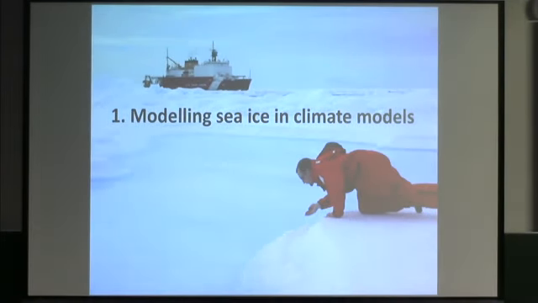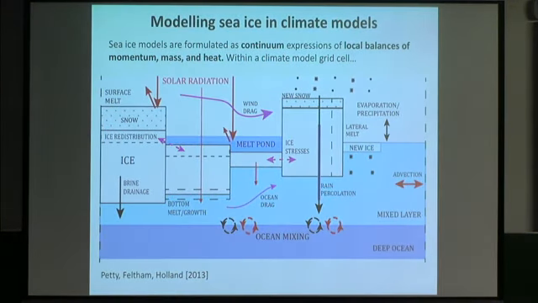So, modelling sea ice in climate models. Well, we had a bit of motivation for why you'd want to do this earlier today, so I won't talk about the motivation, I'll just talk a bit about how you actually do it. Practically speaking, all climate sea ice models, that is sea ice models designed to be incorporated into climate models, are continuum models, and they are continuum balances of momentum, mass, and heat. These are the sort of processes that may be inside your climate grid cell, which may be 50 kilometers resolution, 100 kilometers, maybe in 5 years' time, 10 kilometers.